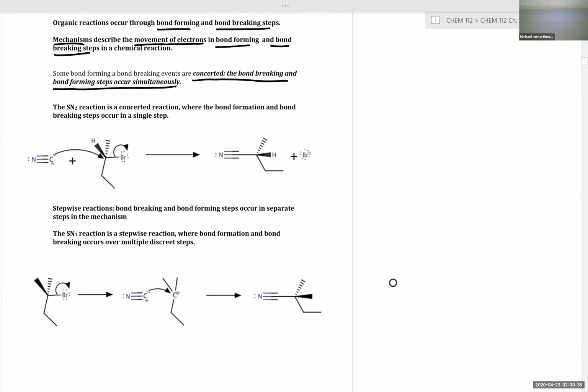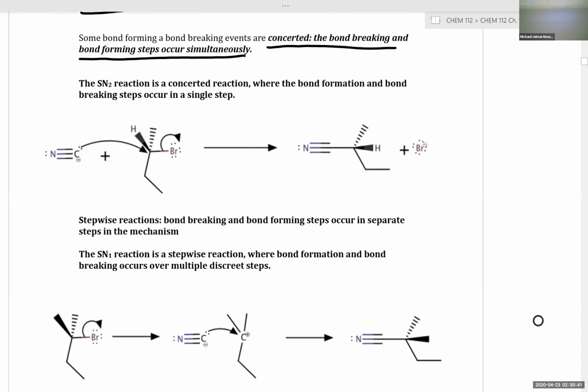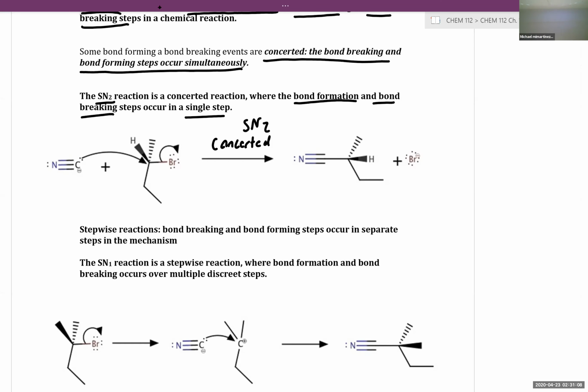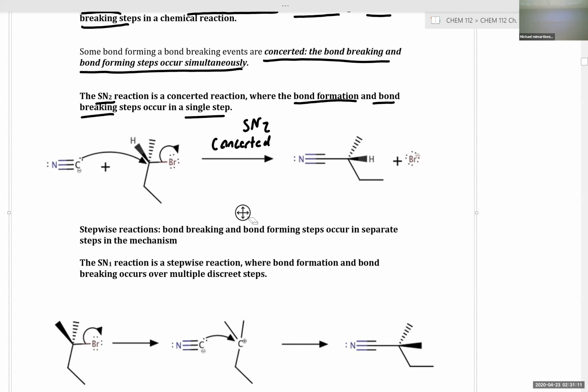A classic example of a concerted reaction is the SN2 reaction, where the bond formation and bond breaking steps occur in a single step. So we have the attack of our nucleophile and the loss of our leaving group in one step. So this process is concerted. The alternative to a concerted reaction is what's known as a stepwise reaction. In stepwise reactions, the bond breaking and bond forming steps occur in separate steps of the mechanism.